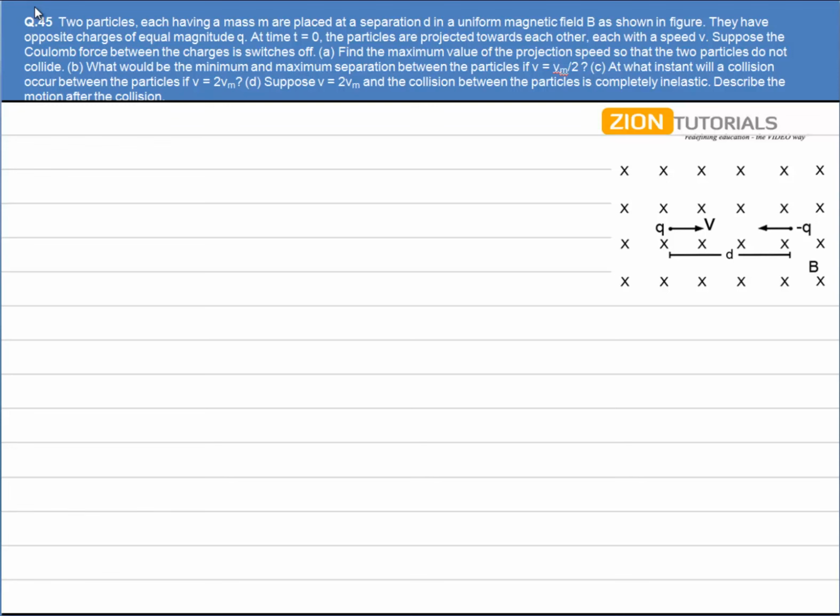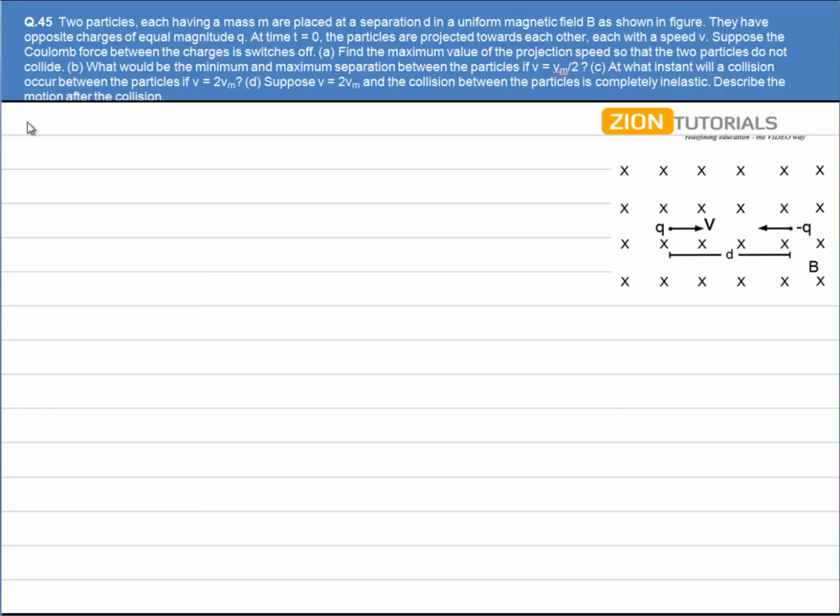Two particles each having a mass m are placed at a separation d in a uniform magnetic field B as shown in the figure. They have opposite charges of equal magnitude q. At the time t, the particles are projected towards each other, each with a speed v. Suppose the Coulomb force between the charges is switched off. Find the maximum value of the projection speed so that the two particles do not collide.